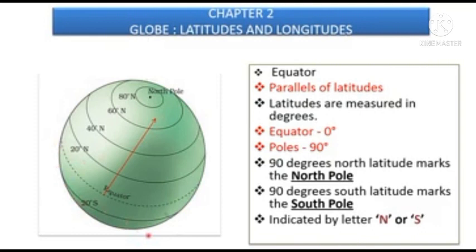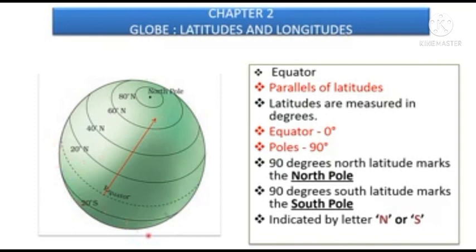Latitudes are measured in degrees. The equator represents the 0 degree latitude. Since the distance from the equator to either of the poles is one-fourth of a circle round the earth, it will measure one-fourth of 360 degrees, for example, 90 degrees. Thus 90 degrees north latitude marks the North Pole and 90 degrees south latitude marks the South Pole.